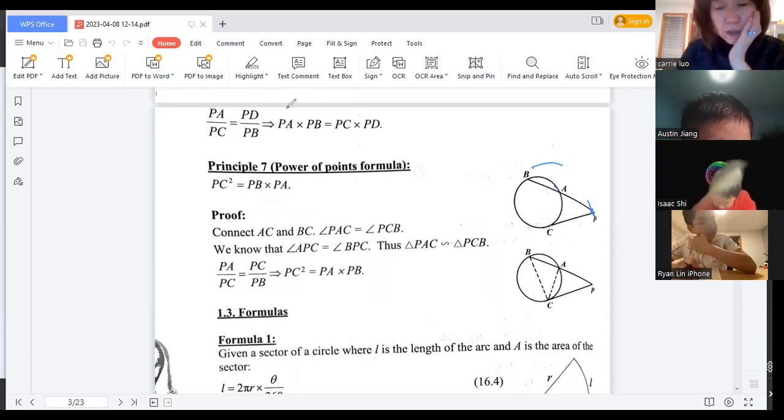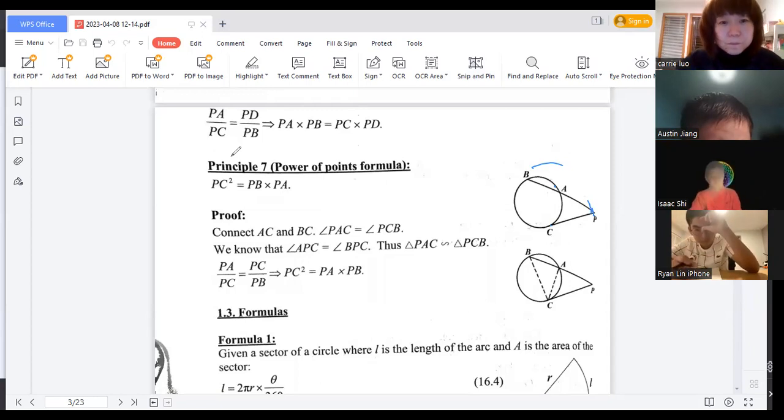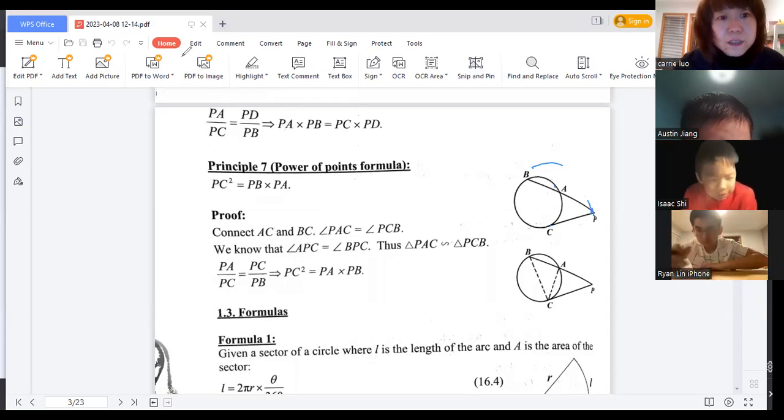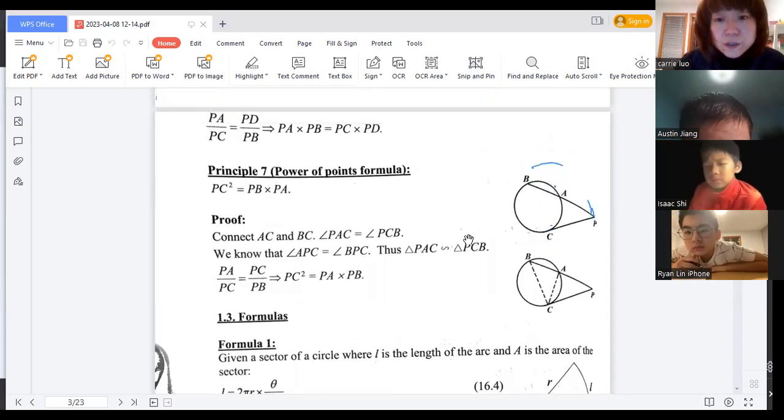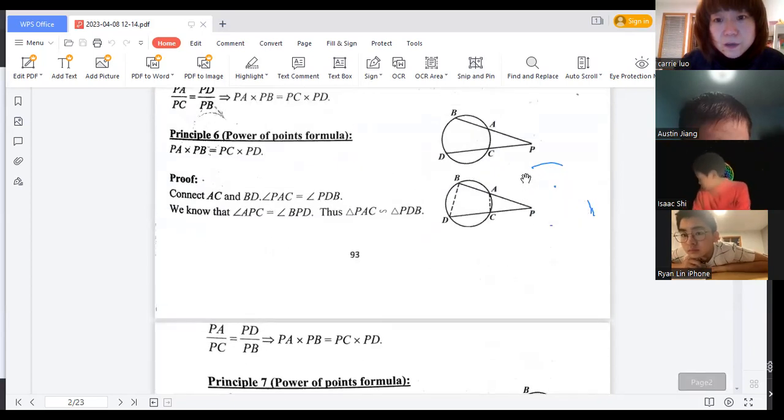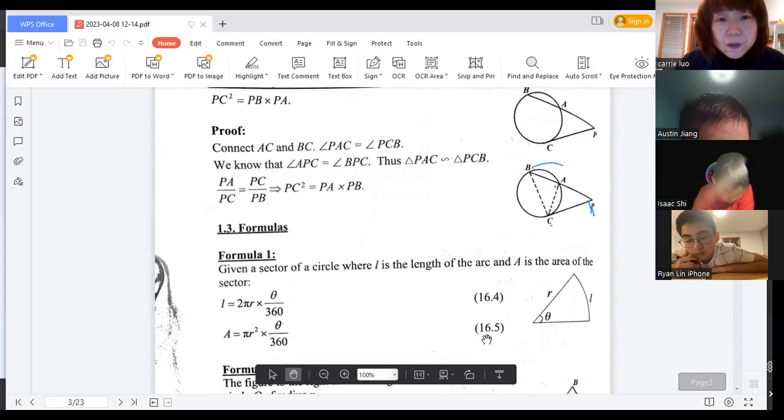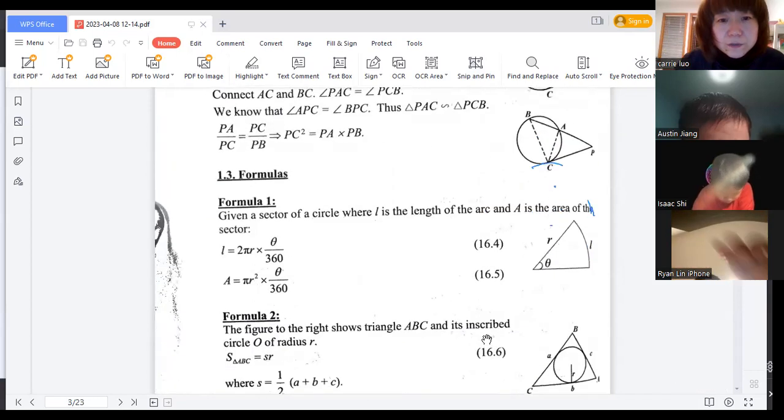Okay, so everybody, let's take a look at this one, okay? So, like Austin said, if you have a line that is tangent to one, it's squared, equal to PA times PB. And if they're not tangent, you just do every single line, PA times PB equals PC times PD, right? Okay, so let's take a look at the next formula.